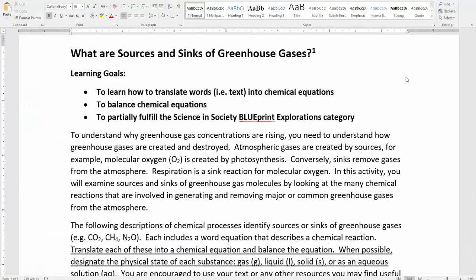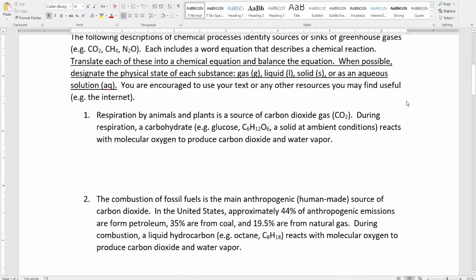The other kind of activity that we do in class are group worksheets and activities rather like this one. So a student will be given a copy of this. They will work together in small groups, submit their answers to a set of questions. In this case, they're going through and looking at different sources and sinks of greenhouse gases, and in the course of this, practicing balancing chemical reactions.